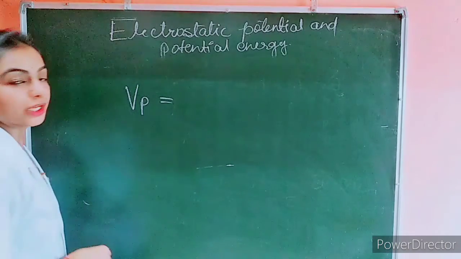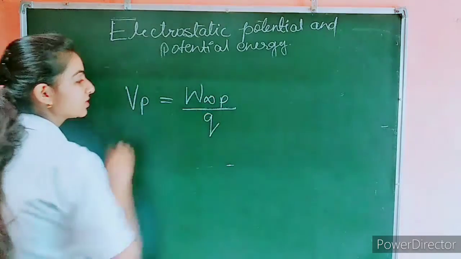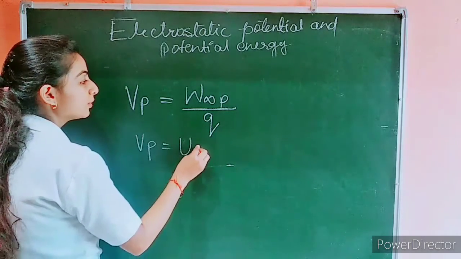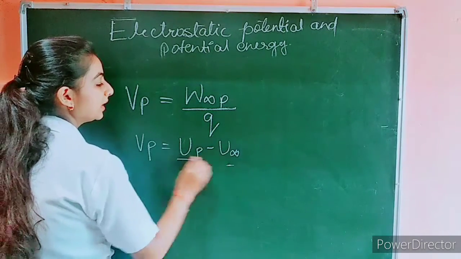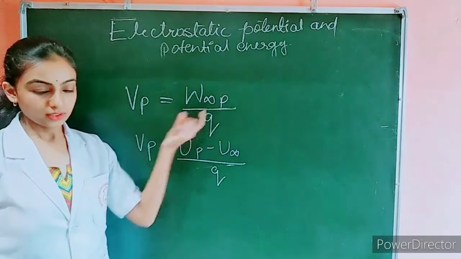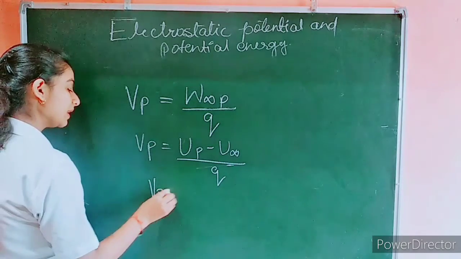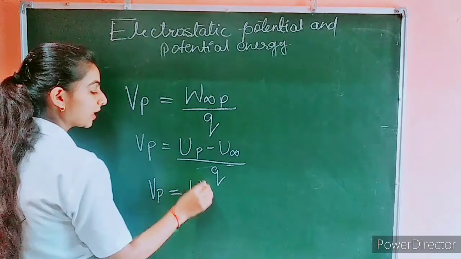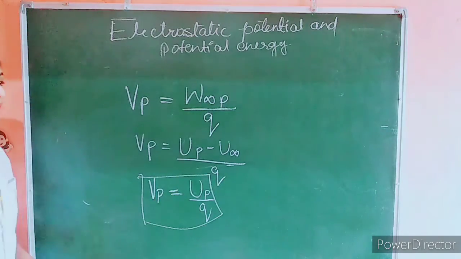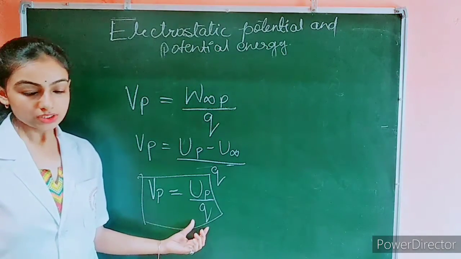Now, electrostatic potential per unit charge: we are considering bringing a charge from infinity to P. So Vp is equal to Vp minus U infinity upon Q, the potential energy present in bringing a charge from infinity to P. We know that potential at infinity will be 0, so the electrostatic potential will be equal to the potential energy at P upon Q. This is the electrostatic potential, the electric potential or potential energy per unit charge.